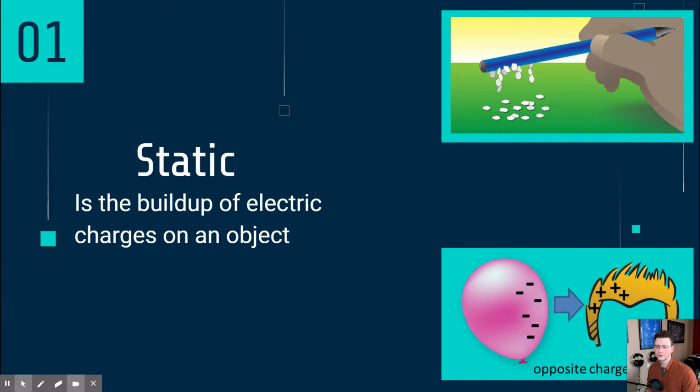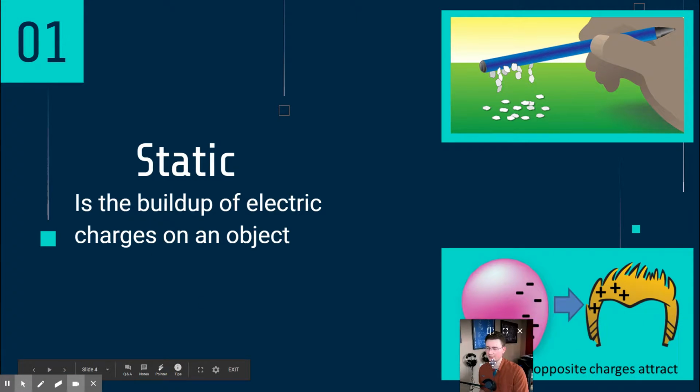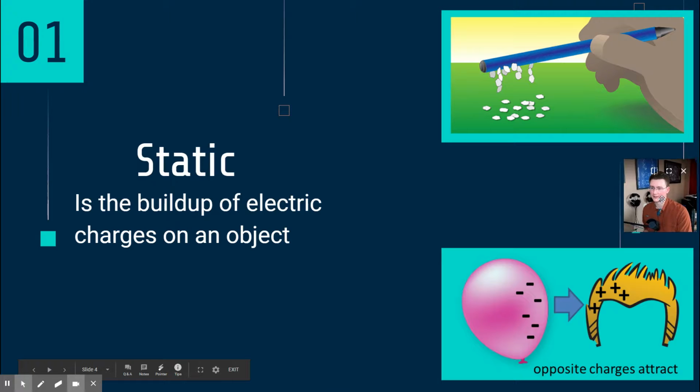Now, you're no stranger to static electricity. If I move myself out of the way so I'm not covering up one of our images, in this top right image you can see these little paper shavings attracted to the metal on the pencil. That's because one side is a lot more positive and one side is a lot more negative, and so they attract.